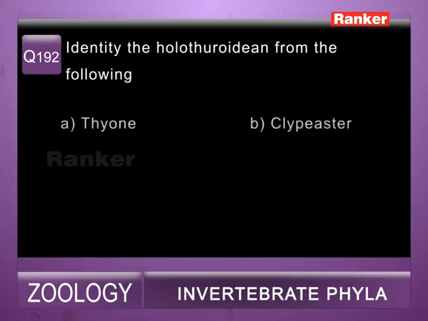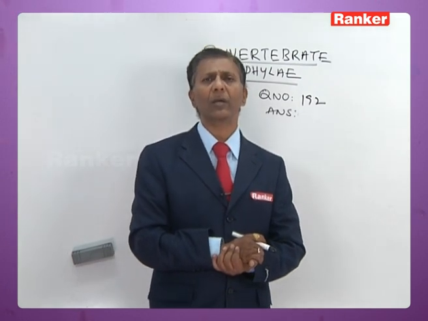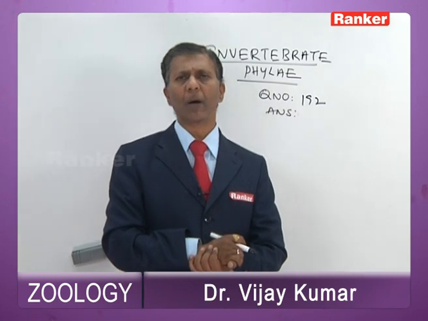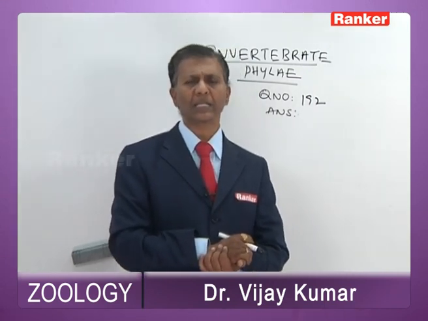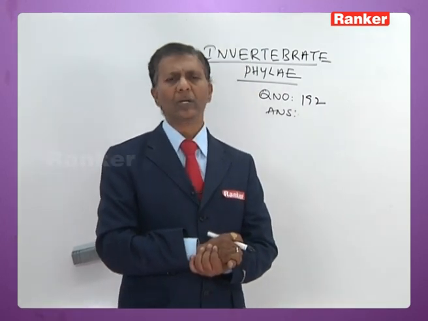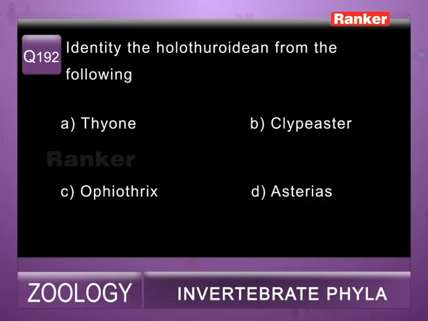Now 192 question, identify the Holothuridian from the following: A. Thyone, B. Clypeaster, C. Ophiothrix, D. Asterias. Among these, Clypeaster is commonly called cake urchin, belongs to Echinoidea. Ophiothrix is commonly called brittle star, belongs to Ophiuridia. Asterias is commonly called starfish, belongs to Asteroidea. So Thyone is a Holothuridian. So 192 question, correct answer is A. Thyone.